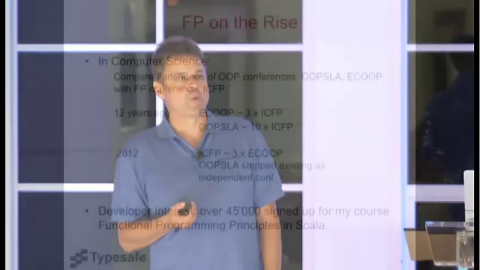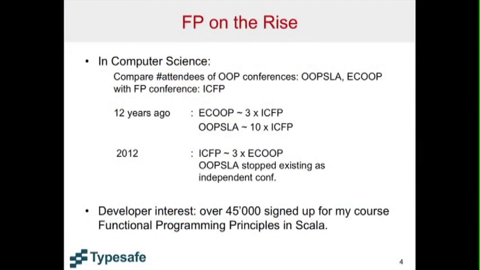So 12 years ago, ECOOP had more than 500 attendees per year, which is big for a scientific conference. You can't compare to JavaOne. OOPSLA had about 3,000, and ICFP had maybe 150. So ECOOP was three times ICFP, and that was the order of things, because of course, object-oriented programming was the standard and much more important than these fringe academic lunatics that did functional programming. Nowadays, ICFP is three times bigger than ECOOP, as in this year's attendance, and OOPSLA actually stopped existing as an independent conference. It's now part of SPLASH, and it's just a track of an umbrella conference that dropped the name object-oriented.